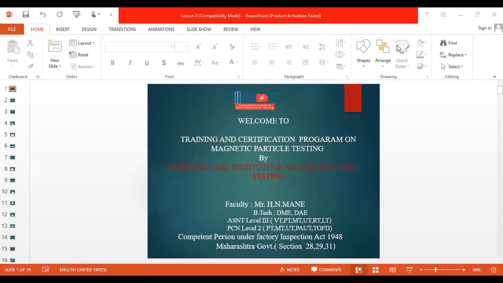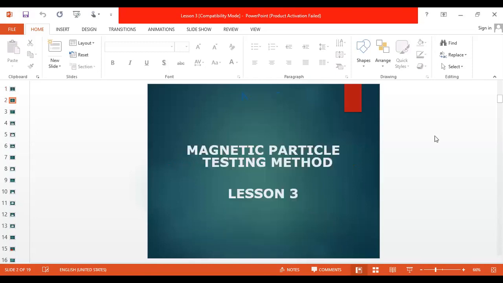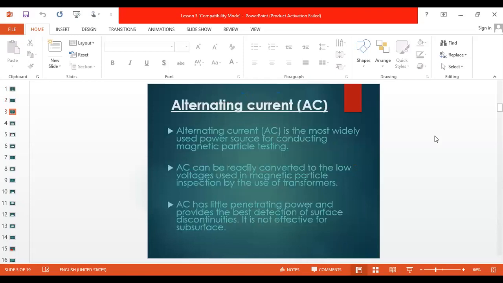Today also we are going to discuss magnetic particle testing, and we are discussing current. There are three types of current we are using in magnetic particle testing. One is AC current, second is HWDC current, and third one is DC current. Here we are going to do the detailed study about the current.